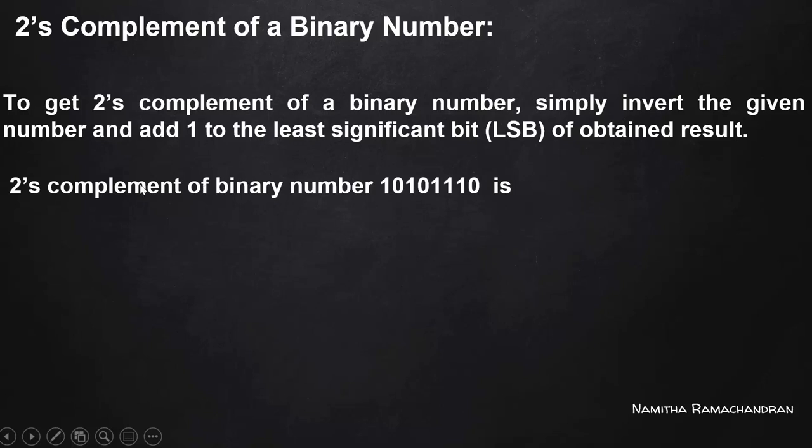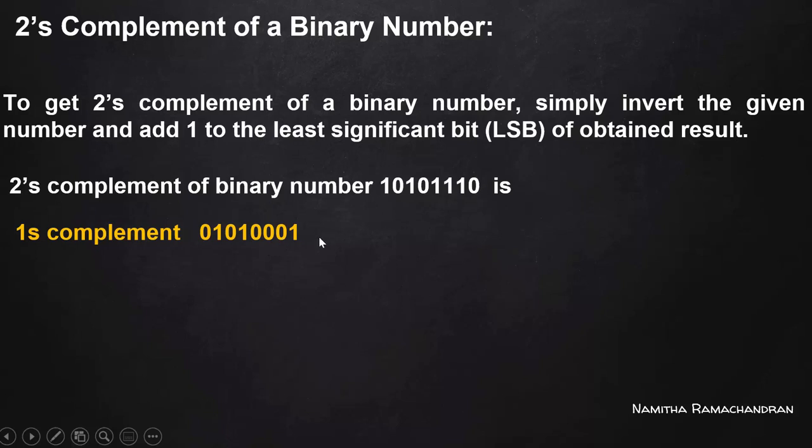Consider one example. This is the given number. We need to get the 2's complement form of it. To do that, get the 1's complemented form of the given number first. How to get the 1's complemented form? Simply invert each and every bit of the given number. If it is 0, take it as 1. If it is 1, put a 0 there.